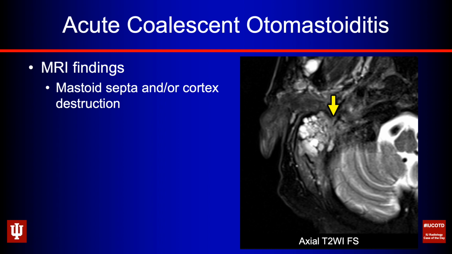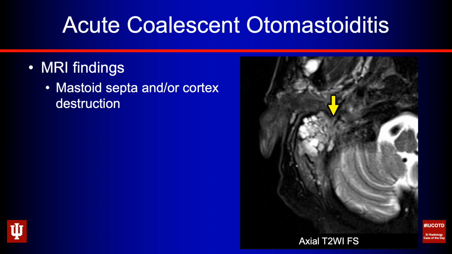Can you see acute coalescent otomastoiditis on MRI? And the answer is absolutely yes, but it's a little bit more challenging because we don't have the kind of bone resolution that we do with CT. So you need to be looking for the same findings, that mastoid septal or the cortical destruction or disruption. And here where that yellow arrow is pointing, you can sort of see that gray smudgy area within the mastoid.